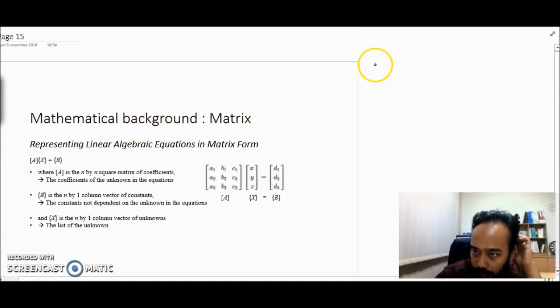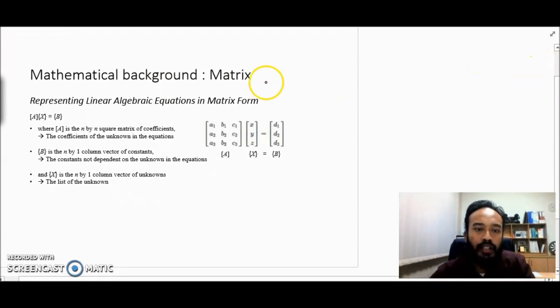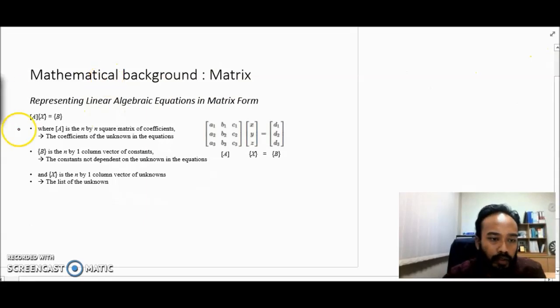Okay, so now in representing systems of equations in matrix form, we know that it can be written as the matrix of what we call the coefficient matrix A, multiplied by the column matrix of the unknown X, equal to the column matrix of the constant B, right? So A is a square matrix.